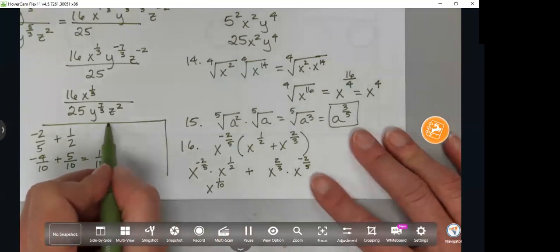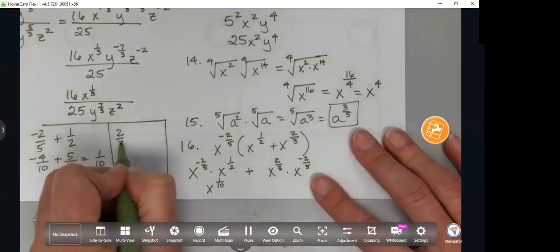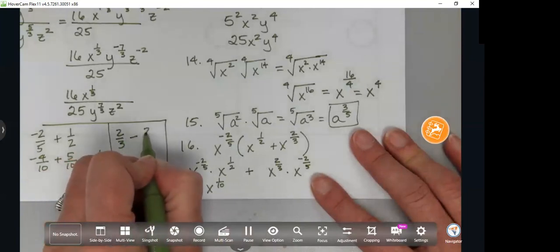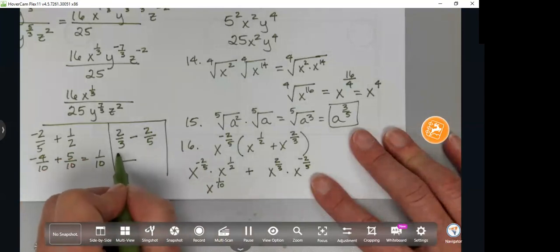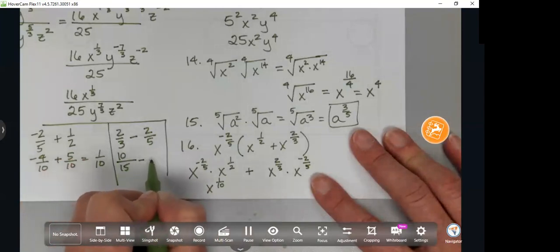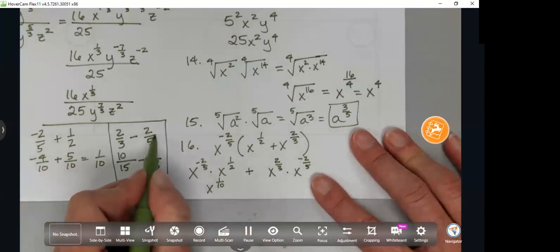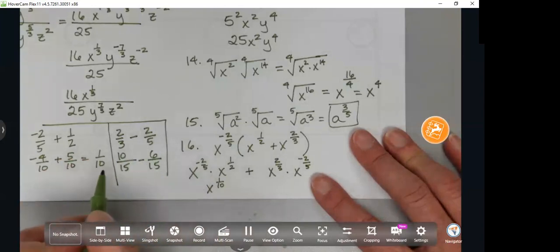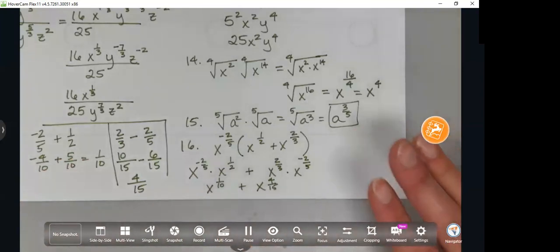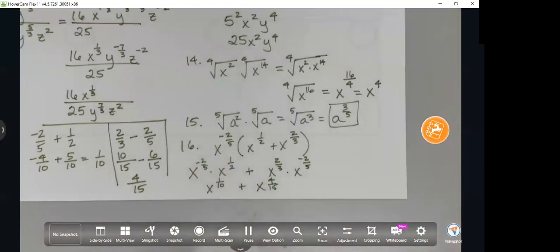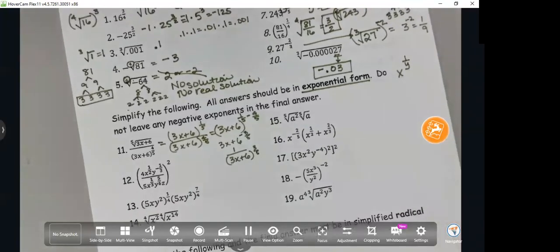And then we do the same thing here. 2/3 minus 2/5. I'm going to get 15. So that's going to be 10/15 minus 3 times both of here is going to be 6. So I'm going to get plus x to the 4/15. Okay, so that's how you work those. Moving on. The next one is number 17.